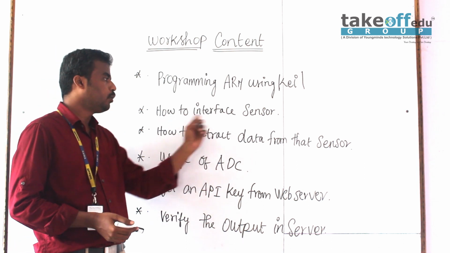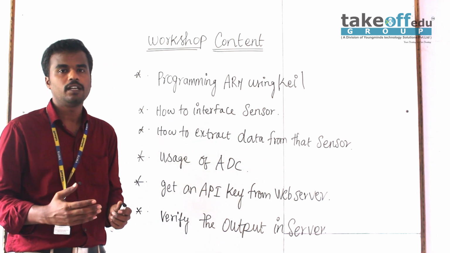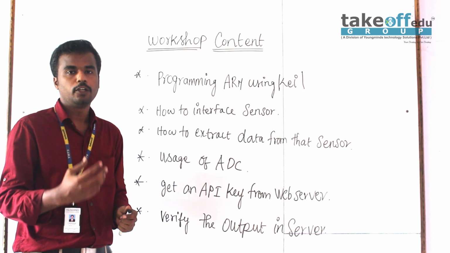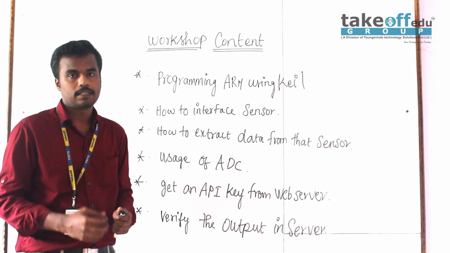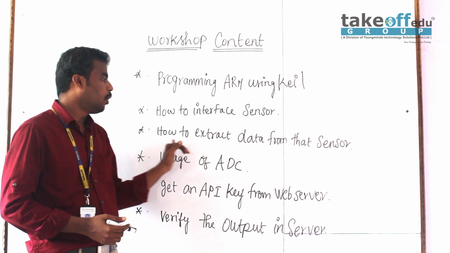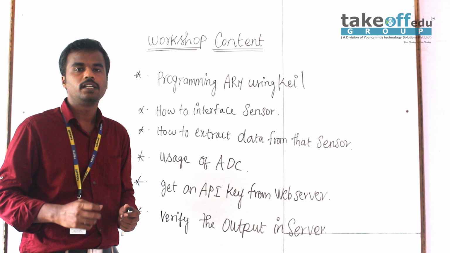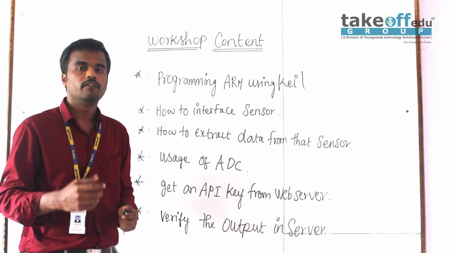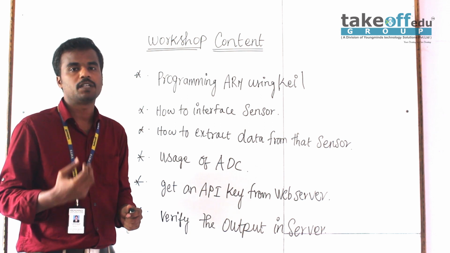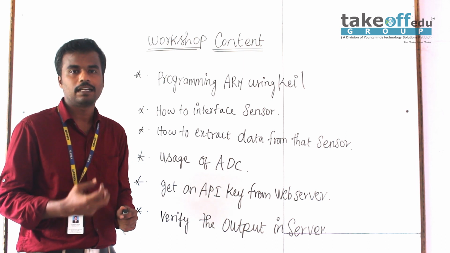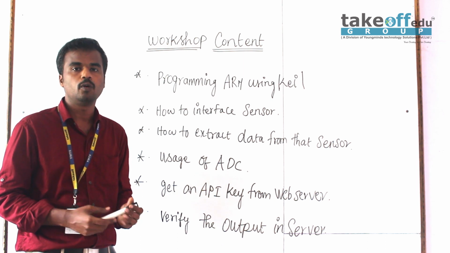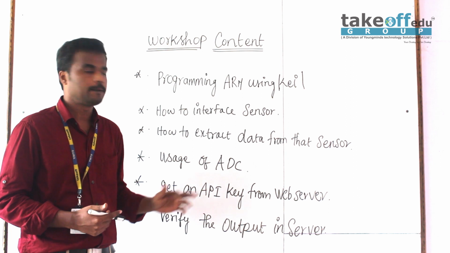The second thing is how to interface sensors. We are using different types of sensors, and we need to know how to use those sensors. The third thing is how to extract data from those sensors. As I have said, we are using different types of sensors. Each and every sensor will have different types of communication. We need to understand that, and according to that we need to extract data from those sensors.